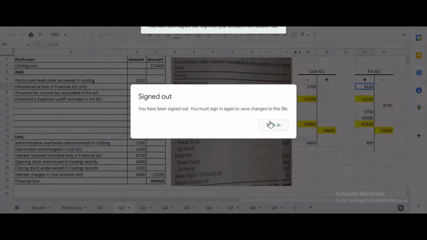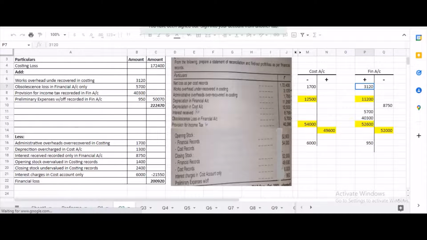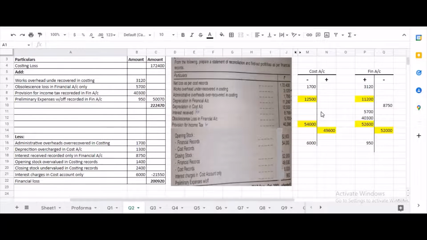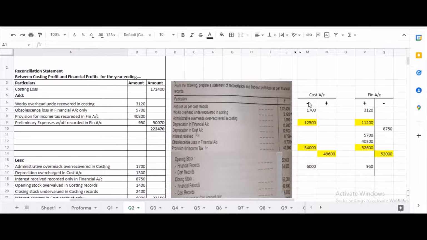See, this is a T shape, which we use when doing this. In the cost account it should be minus and add, and then the financial account should be add or minus, because we have to find the profit or loss as per the financial account. So second, works overhead under-recovered in costing should be added in the financial account.